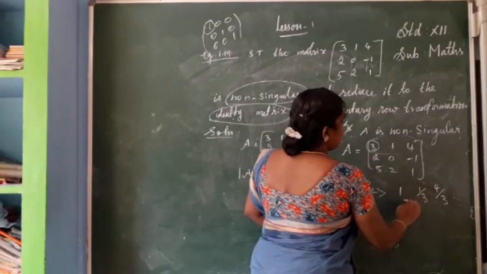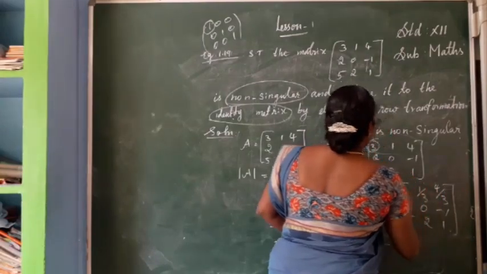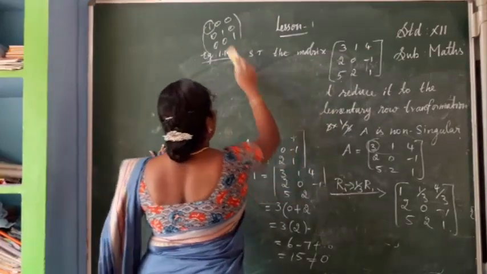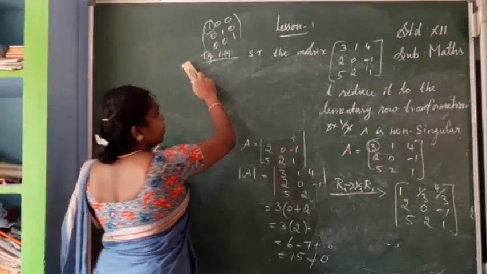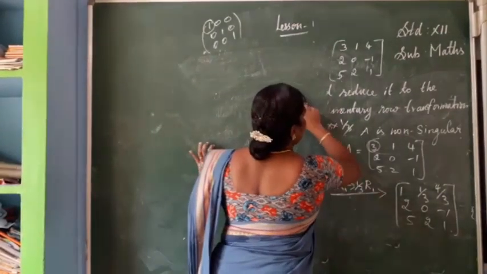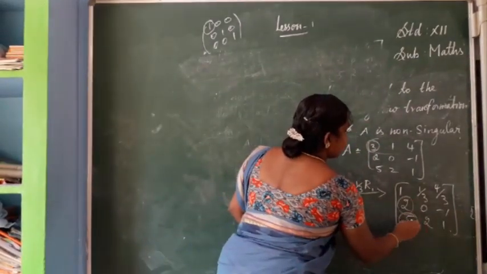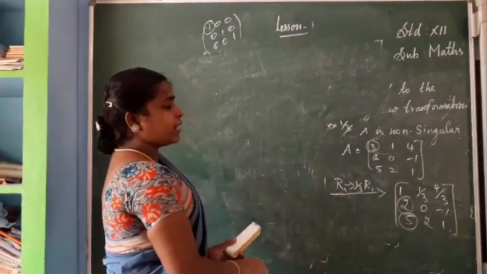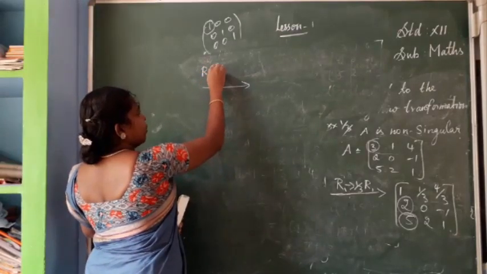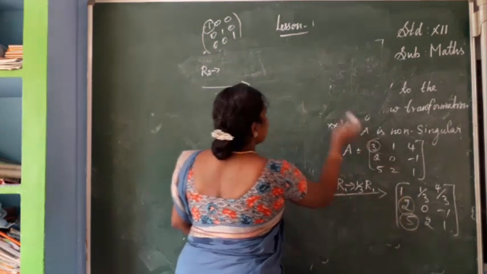Here actually it's 2 0 minus 1, 5 2 1. First step completed. After completing the first step, next you need the first column's next 2 elements to be 0. The next 2 elements are 2 and 5. You know to convert them into 0, as in the last problem's reduction method, isn't it? When you multiply R1 by 2, you will get the same element.